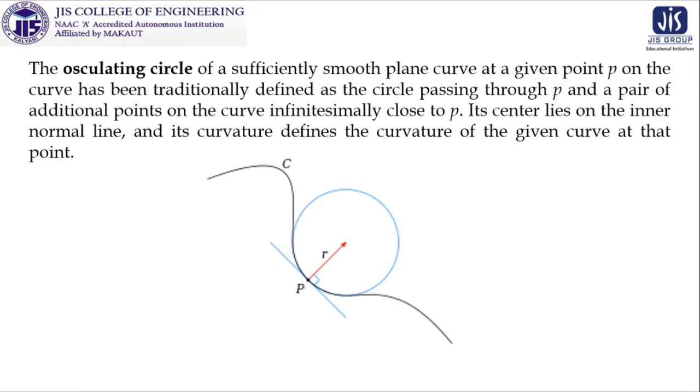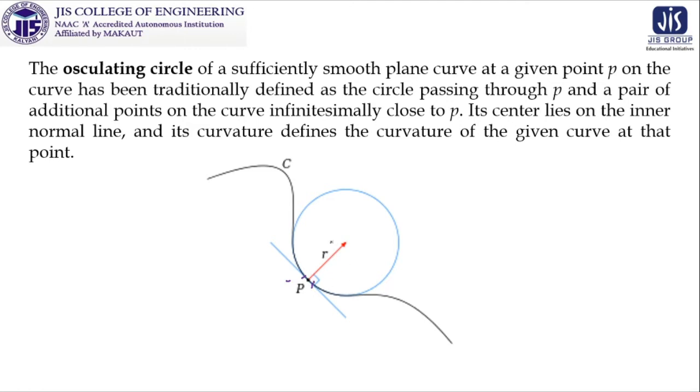Then we have to fix a point P, and we have to draw a circle at this point in such a way that it is passing through P, and the pair of additional points on the curve infinitesimally close to P. It means you are taking one point over here, one point over here, and they are very close to P. All of them have to be on that circle, and its center lies on the inner normal line. It is a tangent and the inner normal line, and its center lies on this inner normal line, and its curvature defines the curvature of the given curve at this point.